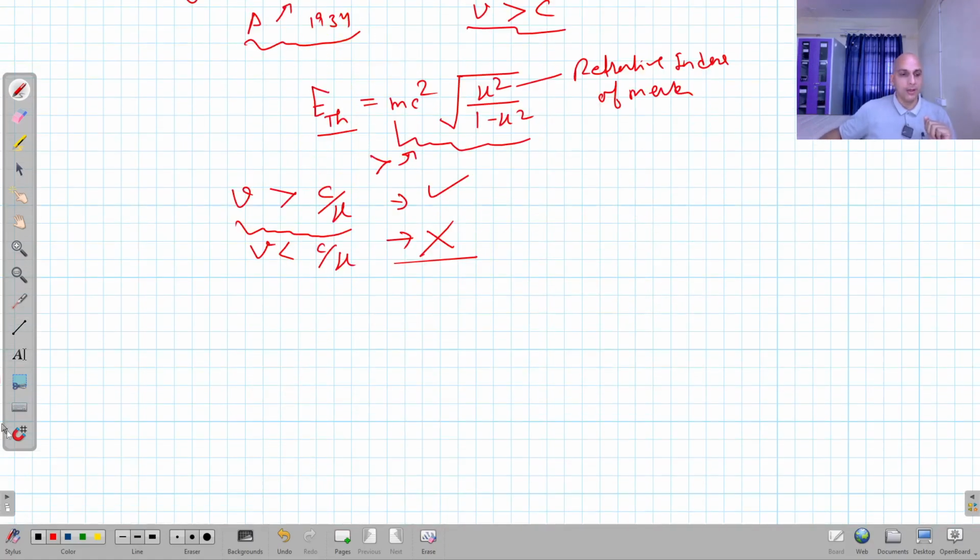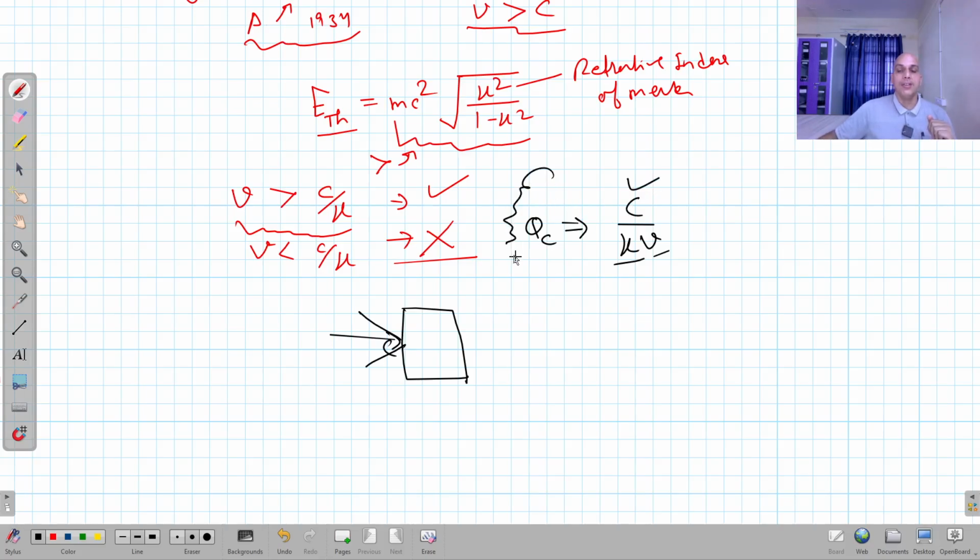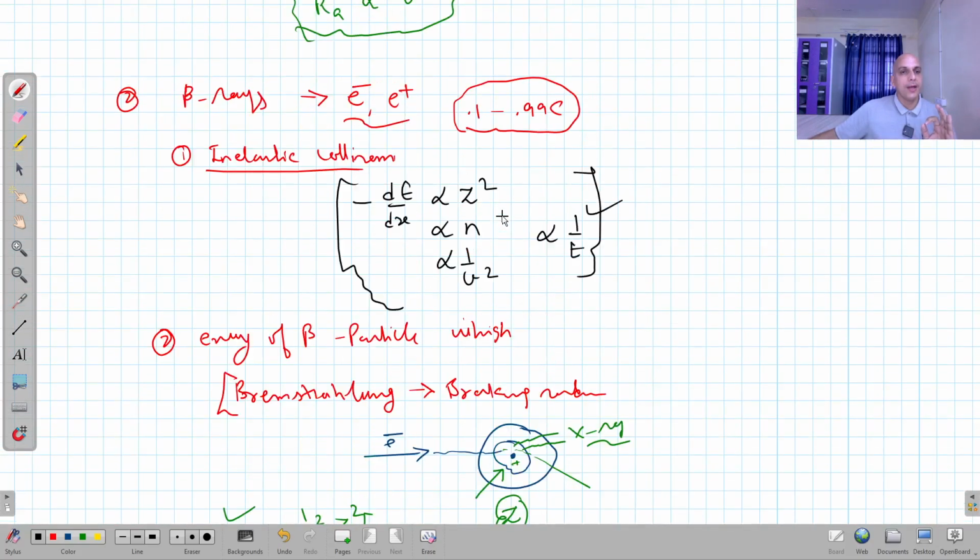One more thing about Cherenkov radiation is the Cherenkov angle, which we represent as theta c. If the charged particle is going in this direction through a medium, it is the angle through which these radiations are emitted. It is given as cos theta c = c upon mu v. Mu is again the refractive index, v is the velocity of the particle, c is the velocity of light. So this is the expression for the Cherenkov angle. We have to remember all these things. Now, this is the interaction of light charged particles with matter.